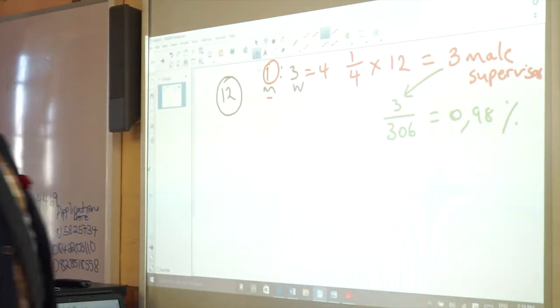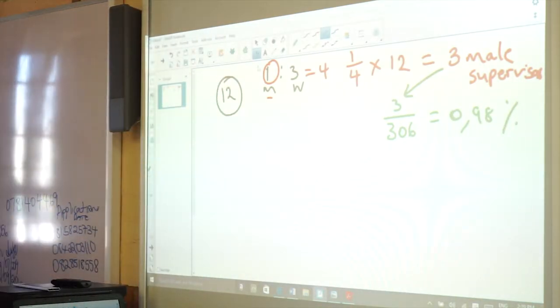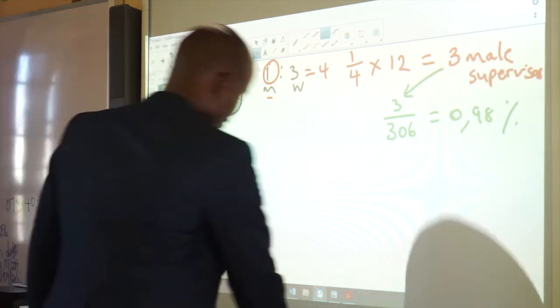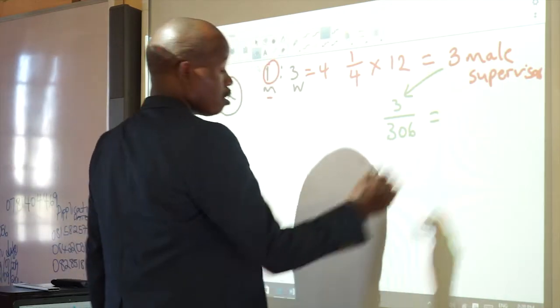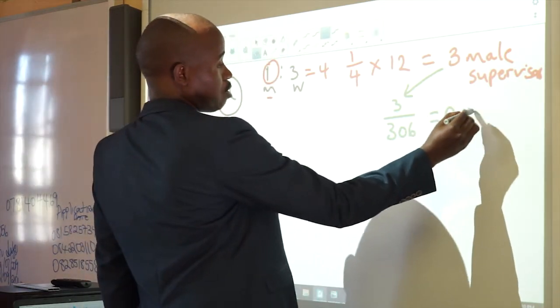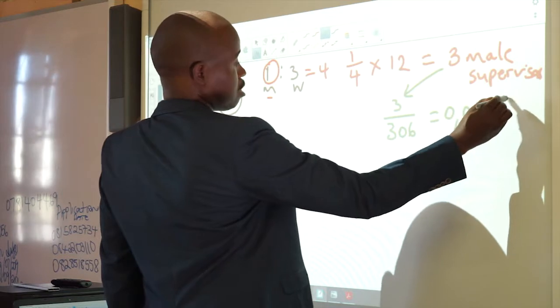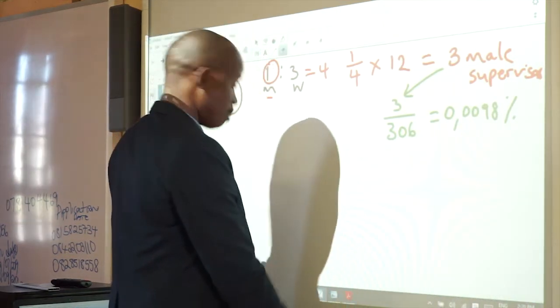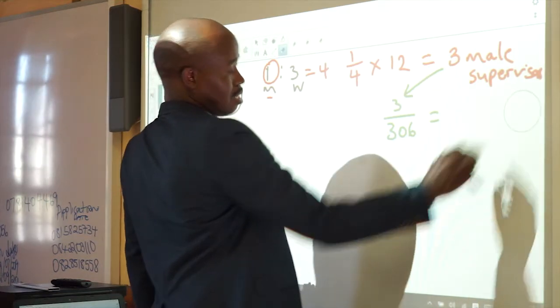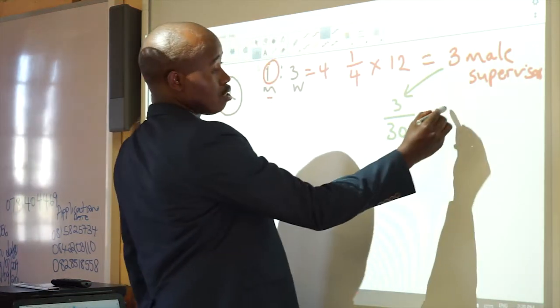I think we've got 2 zeros before 98. Oh, there is another 0. 2 zeros, right? 0.0098. Oh, you mean as a percentage? Oh, as a percentage, you must multiply it by 100. Yeah, multiplied by 100, I'm sorry.